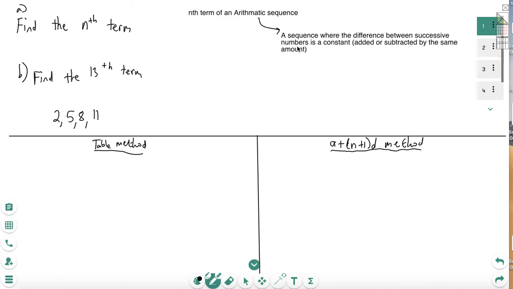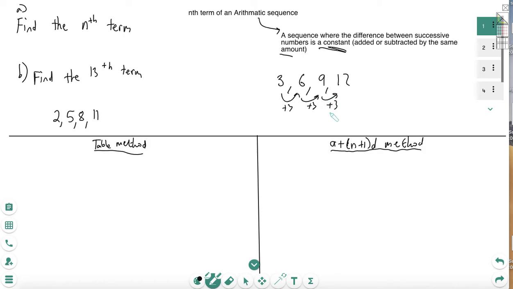And we have a definition right here. An arithmetic sequence is a sequence where the difference between successive numbers is a constant. That means added or subtracted by the same amount. So let me show you an example of an arithmetic sequence. 3, 6, 9, 12. Because we're adding by 3 every single time.